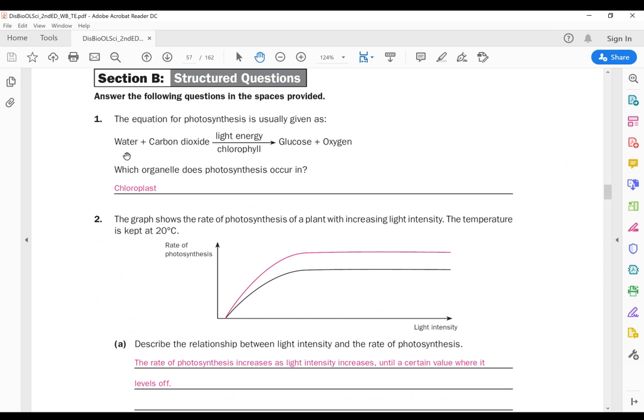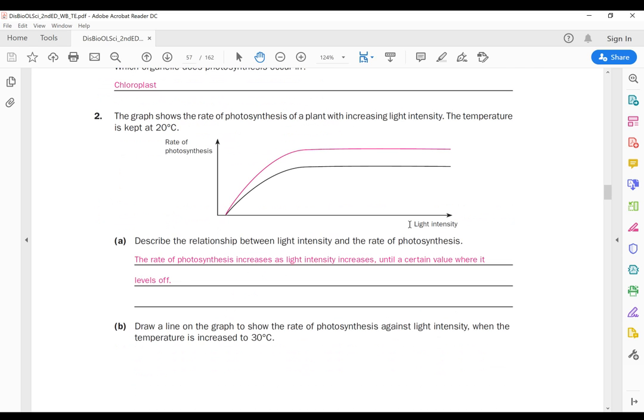Question 1. Okay, this is a word equation again. Which organelle? Please take note, as I was marking the work, the organelle is not a cell. The organelle is actually a chloroplast. Organelles are inside the cell. So the organelle is actually chloroplast.